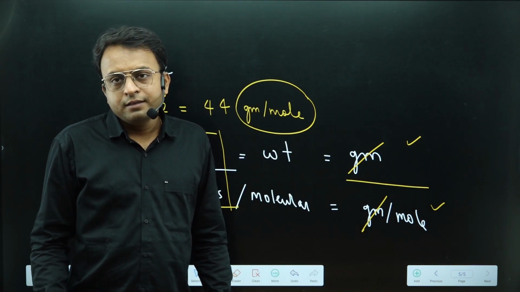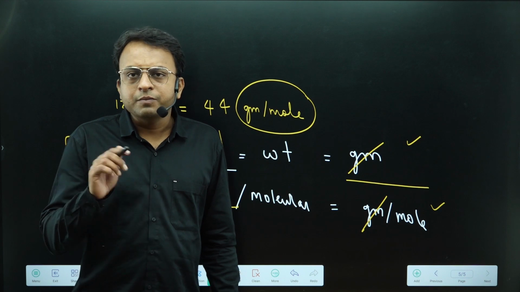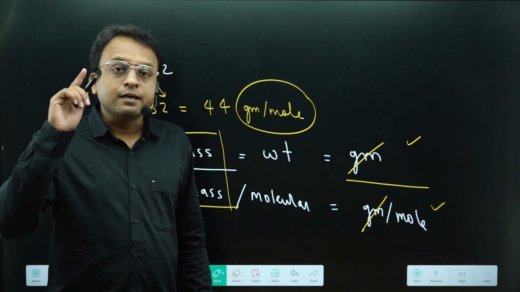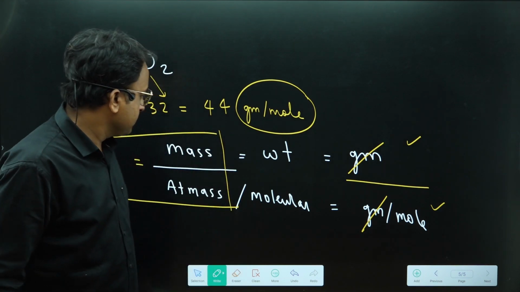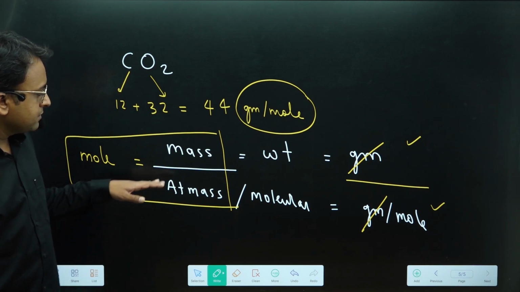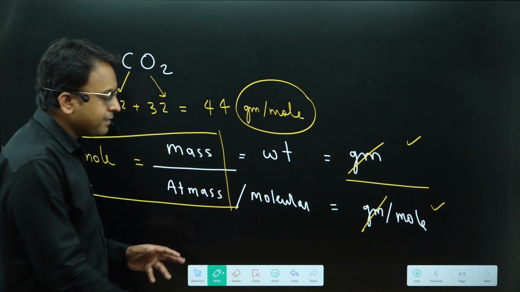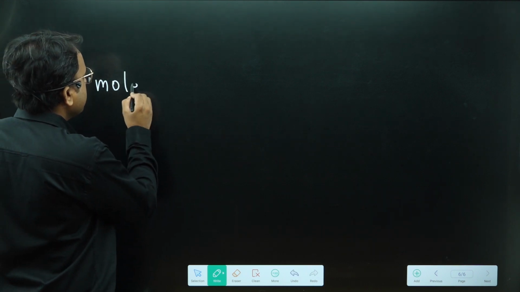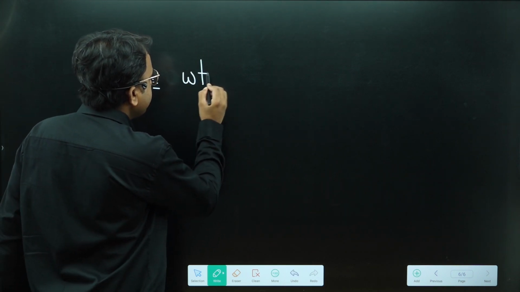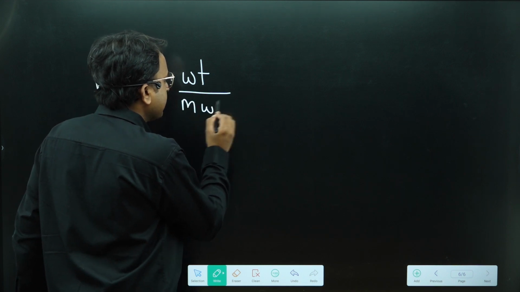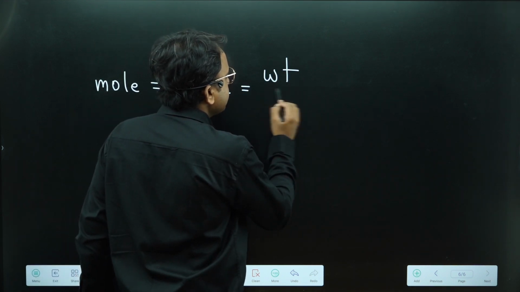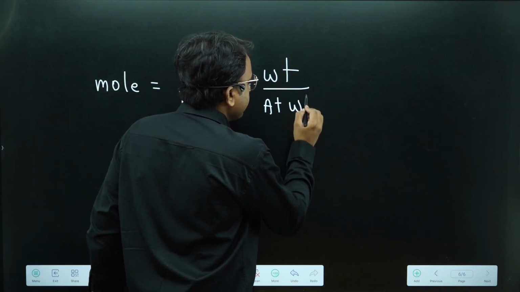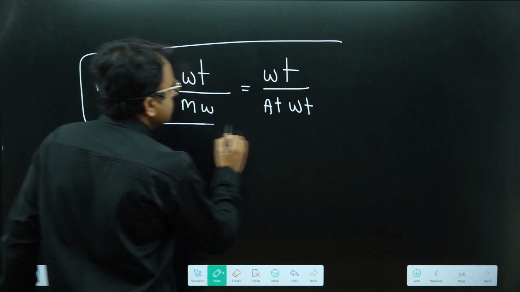The most important thing, the unit of atomic mass or molecular mass, that is gram per mole. So now mole is weight divided by molecular weight or weight divided by atomic weight. This is mole.